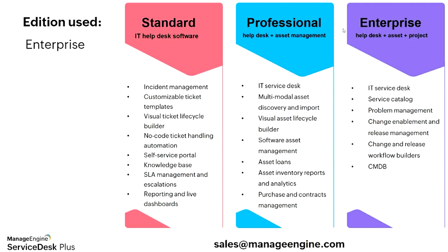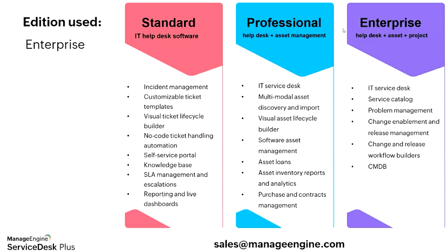Starting with the Standard Edition, it includes essential IT help desk software features like incident management, customizable ticket templates, ticket lifecycle builder, no code automation, self-service portal and knowledge base, SLA management, and reports module. Moving on to the Professional Edition, this offers everything in the Standard Edition plus asset management. This includes multi-model asset discovery and import, a visual asset lifecycle builder, software asset management, asset loans, asset inventory reports and analytics, as well as purchase and contract management.